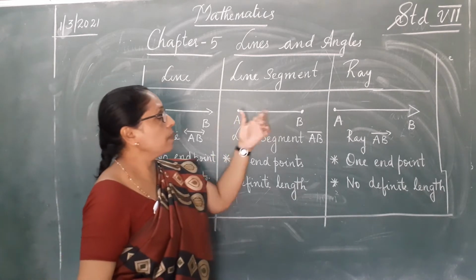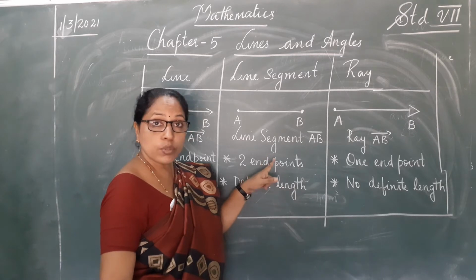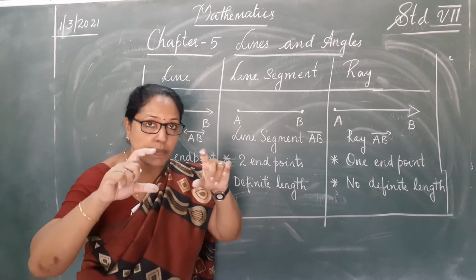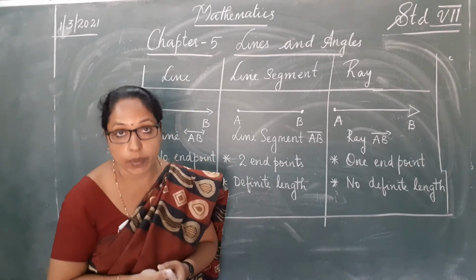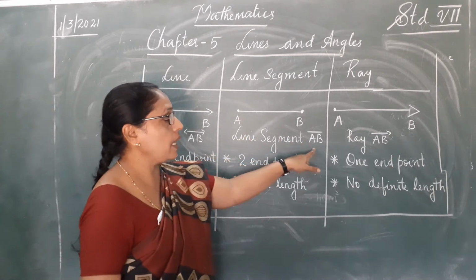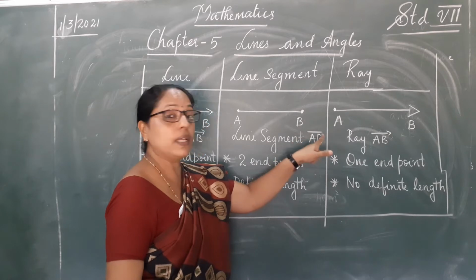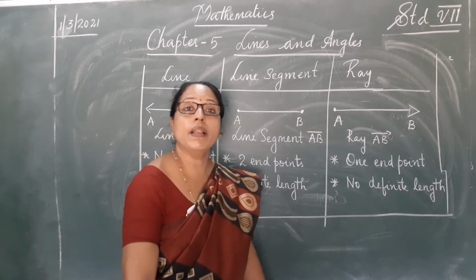Okay, so a line segment has two end points and it has a definite length. We can measure the line segment with the scale. That's what we are drawing in our notebook. The symbol is line segment AB. When you write AB on the top, it is a line segment without arrow. With arrow it becomes a line, without arrow it becomes a line segment.